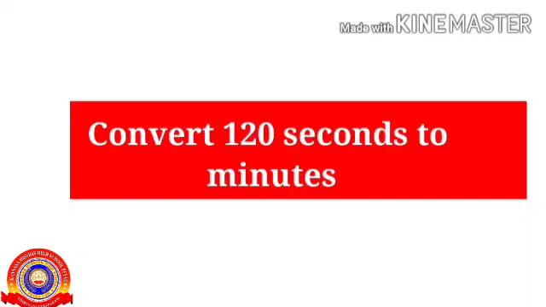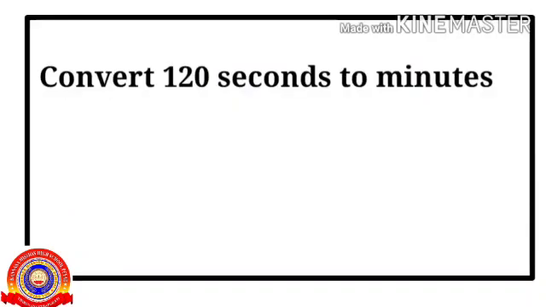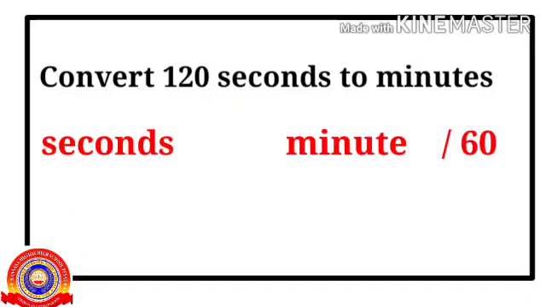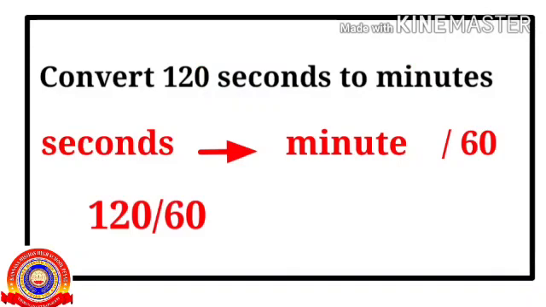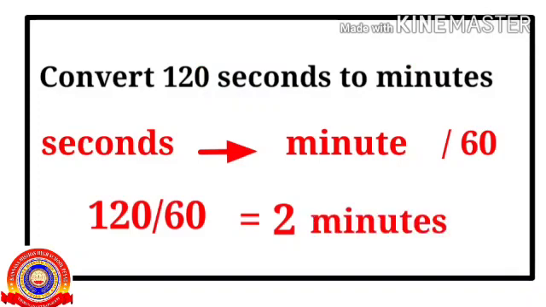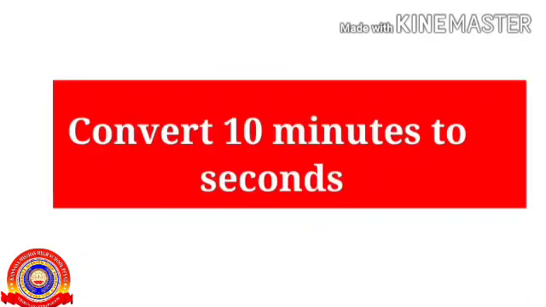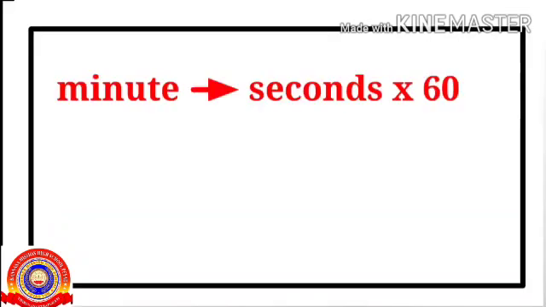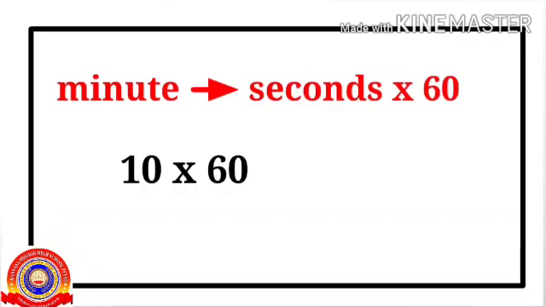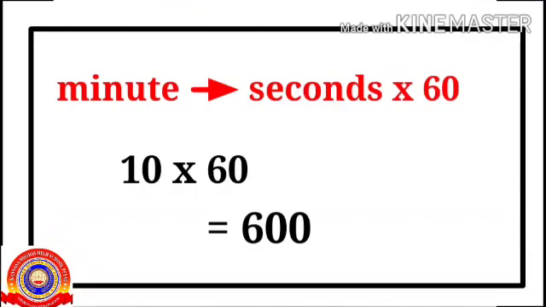Our question is to convert 120 seconds to minute. We know to convert second to minute, divide by 60. That means 120 divided by 60, that is equal to 2. So, the final answer is 2 minutes. Next question we have, convert 10 minutes to seconds. To convert minute to second, multiply with 60. So, 10 into 60, that is equal to 600. And the unit is seconds, that is 600 seconds.